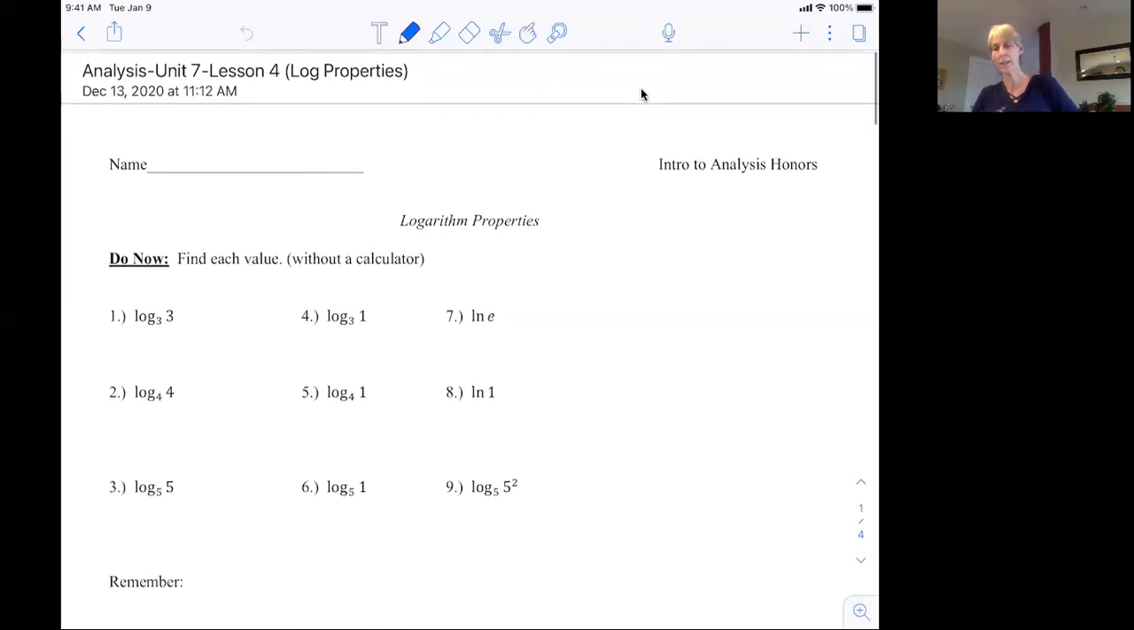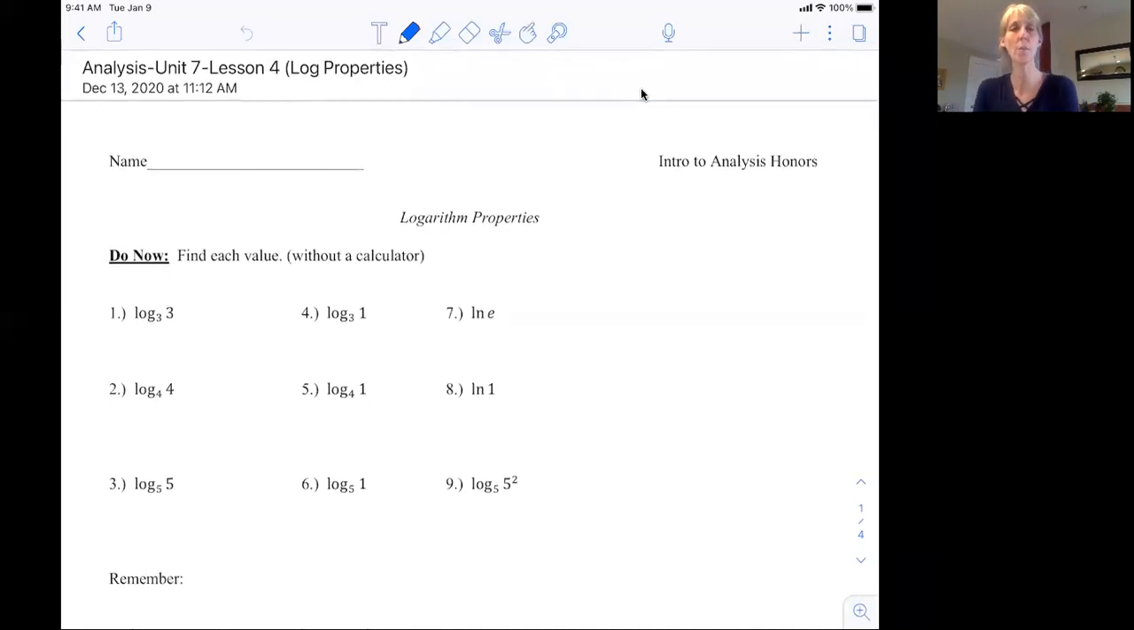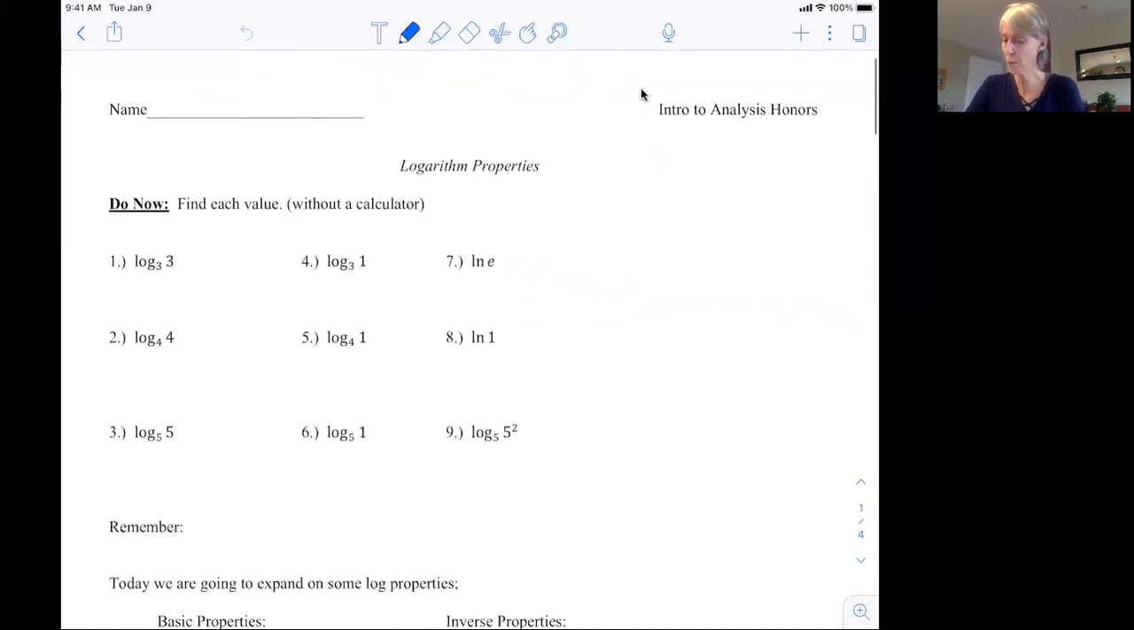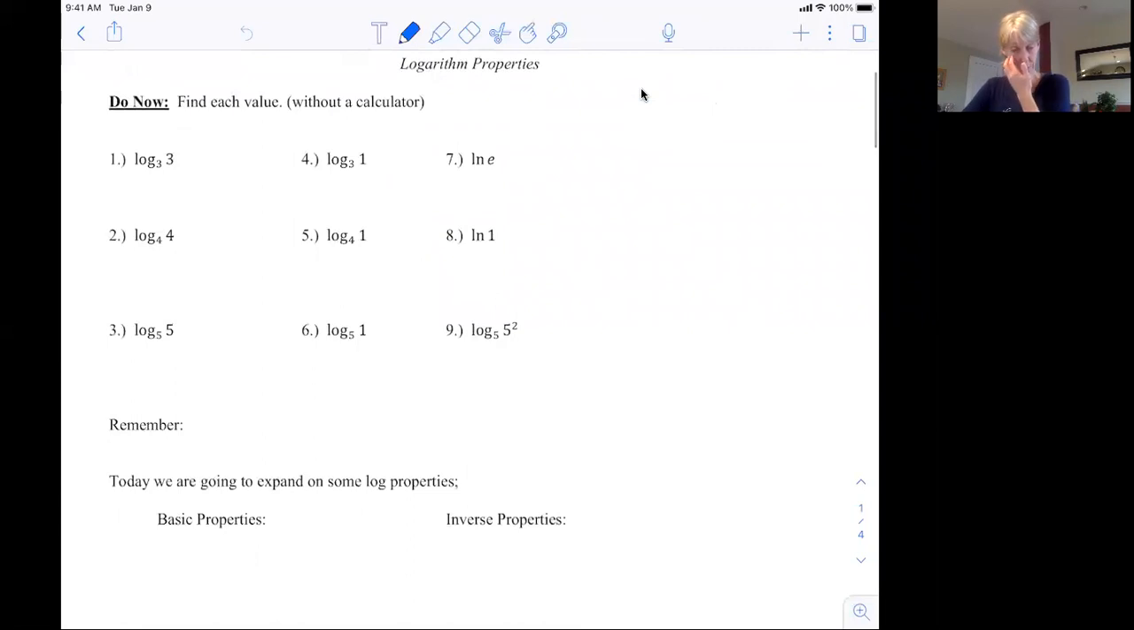Hey everyone, we're back and we're on Unit 7, Lesson 4, and today we're going to talk about some log properties. Before we do that, let's begin with our do now. Let's find each value, and we're going to do this without using a calculator.